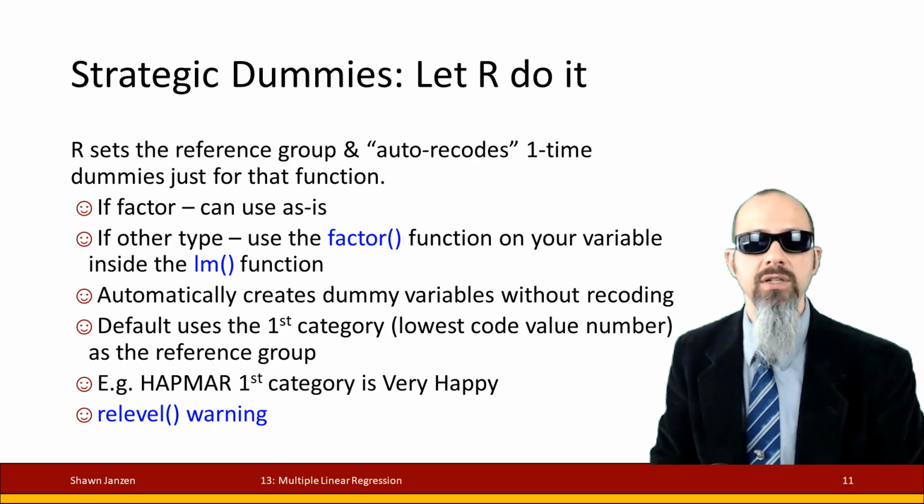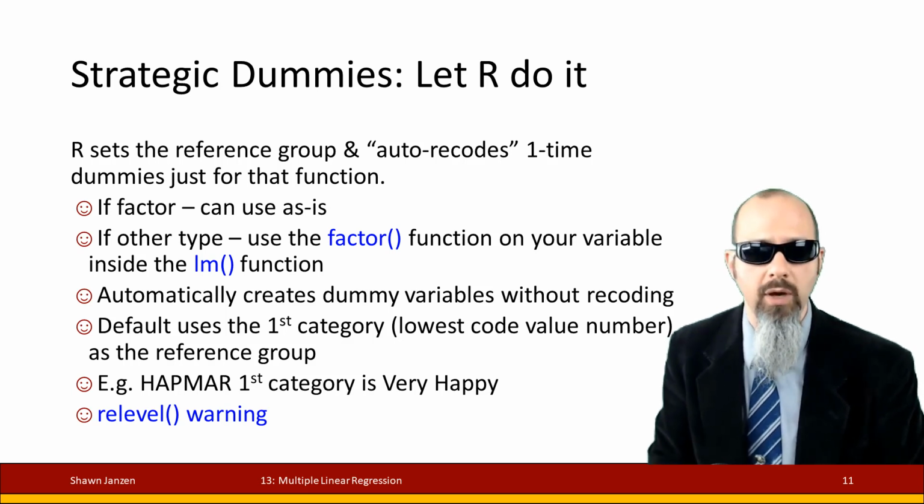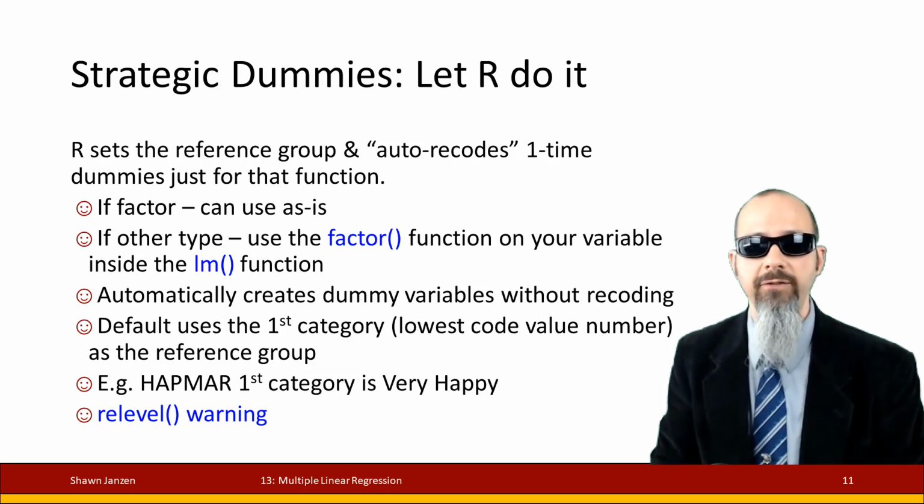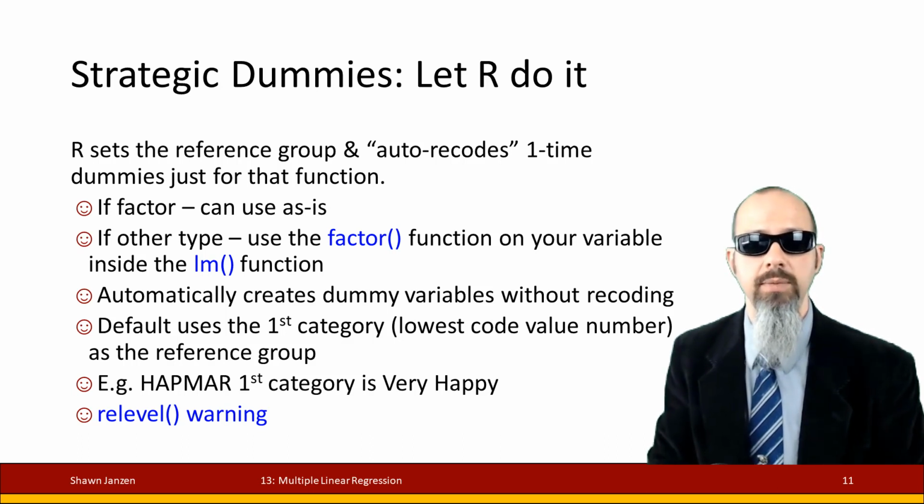I'll show you what that looks like in a moment. And what this is going to do is make dummy variables for you without having to do any of the dummy variable recoding, and it's going to grab by default the very first, the lowest number category of that factor. You really don't get to choose which one it's going to be at that point. It's just the first group and it goes with it.